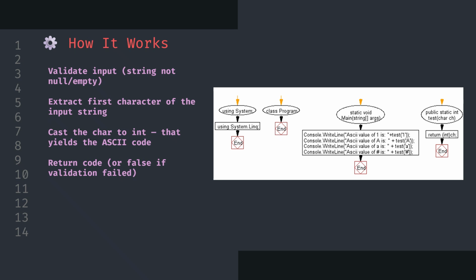Conceptually, it's straightforward. Validate, grab a character, and then cast. Casting is a built-in constant time operation, so this helper is both simple and fast. This summarizes the small pipeline. Every step is testable and clear.